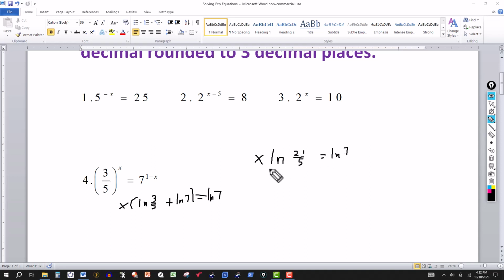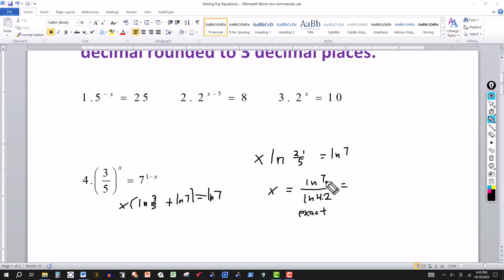So now I just divide both sides by ln of 21 over 5. This will be x should equal ln of 7 over ln of 21 over 5. And 21 divided by 5 is 4.2. So I could give this as my exact answer here: ln of 7 divided by ln of 4.2. So this is my exact solution.